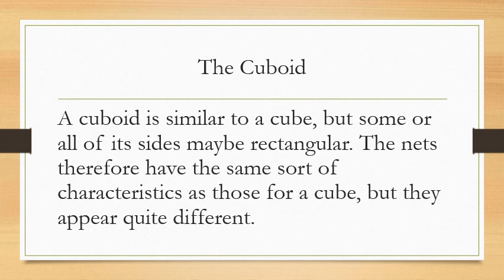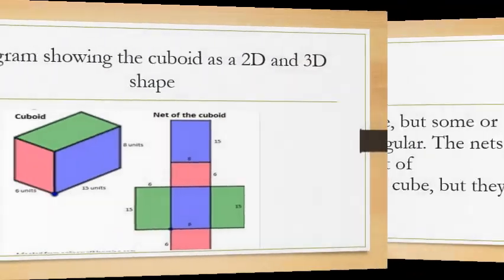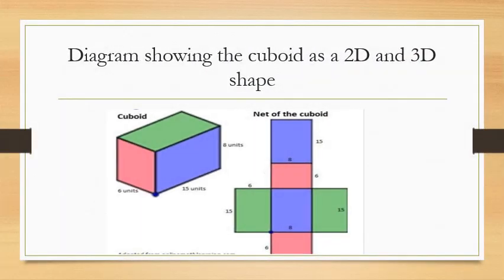So here we learn that the cuboid is similar to the cube, but in this case, instead of square faces, it has rectangular faces. The nets are therefore the same, but they're quite different in some ways. Here we have a diagram showing the cuboid as a 2D and a 3D shape. In this case, 2D means two-dimensional, like I mentioned before, and 3D means three-dimensional.